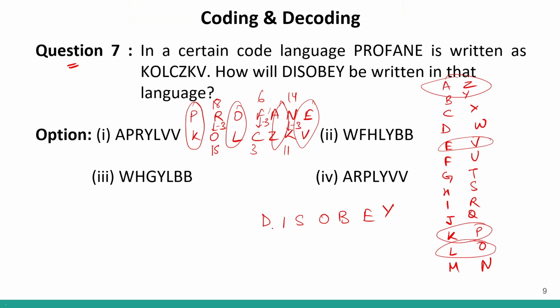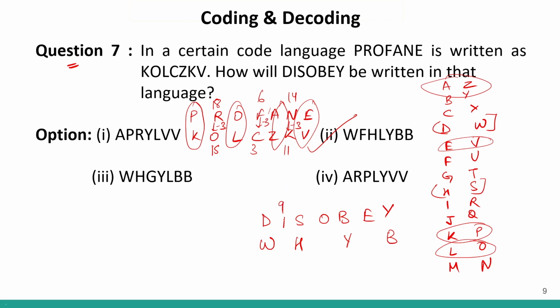So first we have to find the opposite letter. For D it is W. For S it is how much? For S it is H. For B, it is Y, and for Y, it is B. Correct? So we have gotten W, H, Y, B, which I see in option number 2. So this will be your answer. But let us solve. Okay?